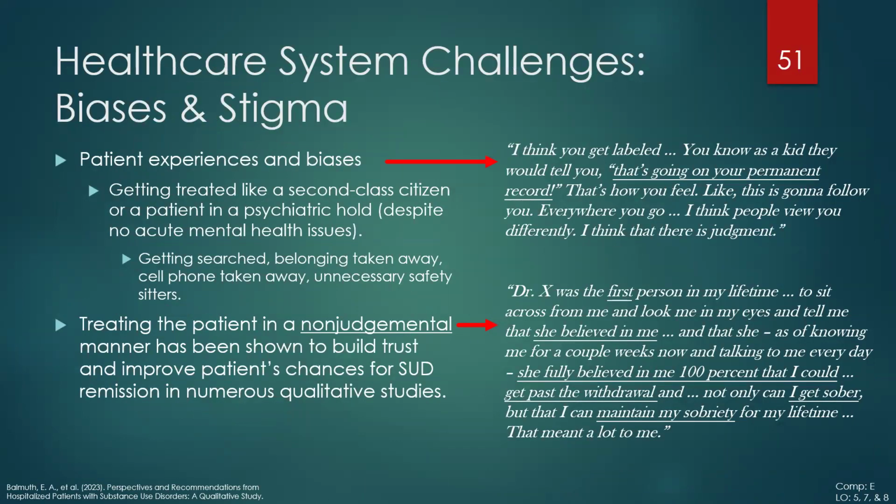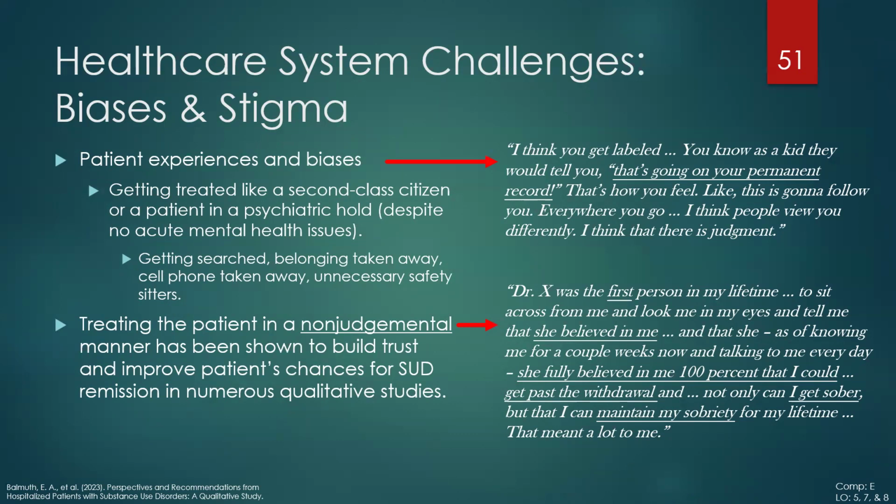Some healthcare system challenges: a bunch of bias and stigma. You think you got labeled as a kid, they would tell you that's going on your permanent record. That's how you feel, like this is going to follow you everywhere you go. I think people behave differently, and there is a judgment that goes on. And if you treat the patient non-judgmentally, you could hopefully have patient experiences like this.